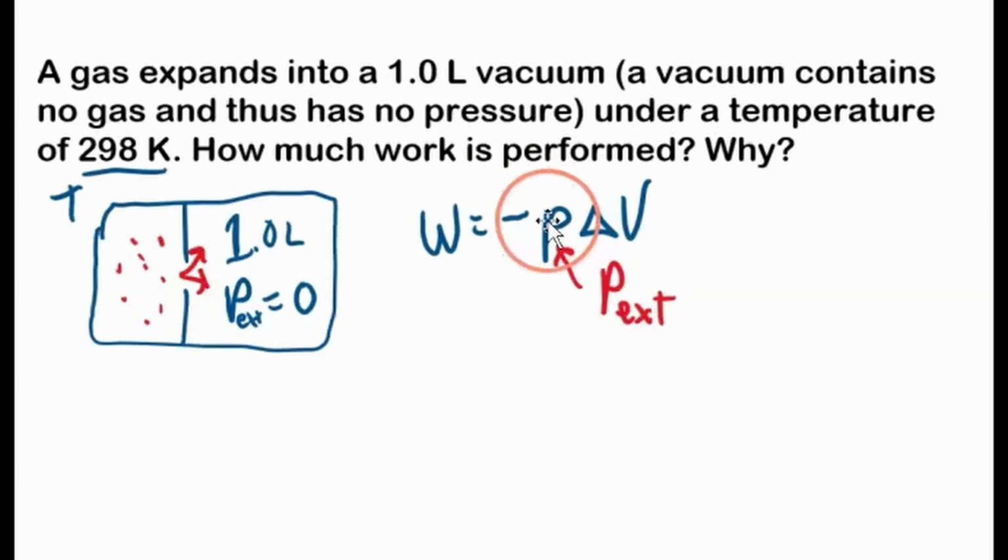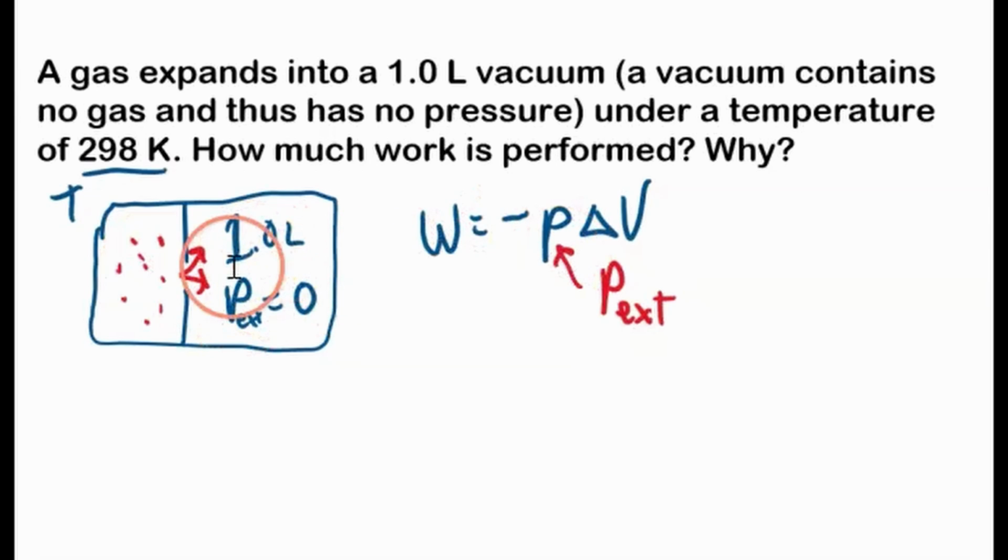We only say that this pressure is the system pressure, like the pressure of the gas, if the pressure is constant. Then we can say that the outside pressure is the same as the inside pressure. But in this case, it's not the same. We don't have a constant pressure process. As this gas expands, the pressure is going to decrease. And so this pressure is truly the external pressure and not the pressure of the gas.